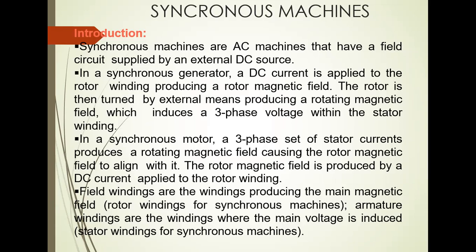So field windings are the windings producing the main magnetic field. Armature windings are the windings where the main voltage is induced. So we have two things, field windings and armature windings. That is called rotor and stator respectively.